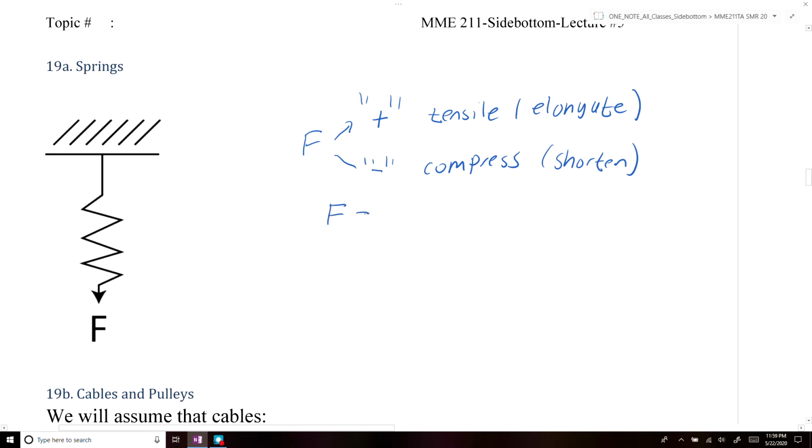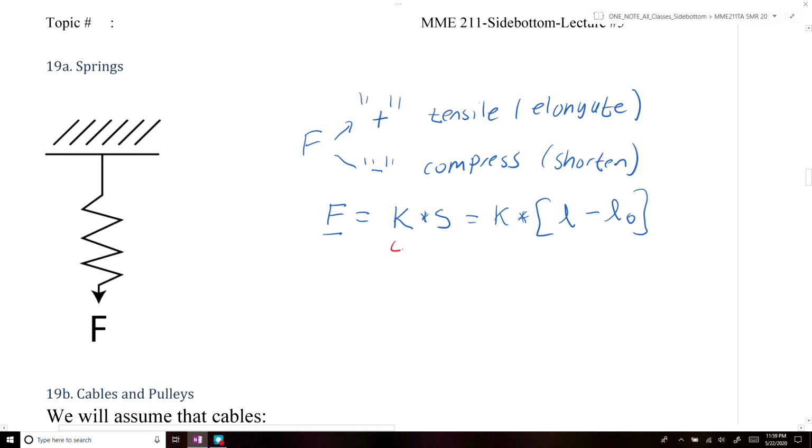All springs operate under this condition where the force that's applied to the spring is proportional to its spring constant times the change in length of the spring. We'll use S for that term, and then we can rewrite it as K times the current length of the spring minus the original length of the spring.